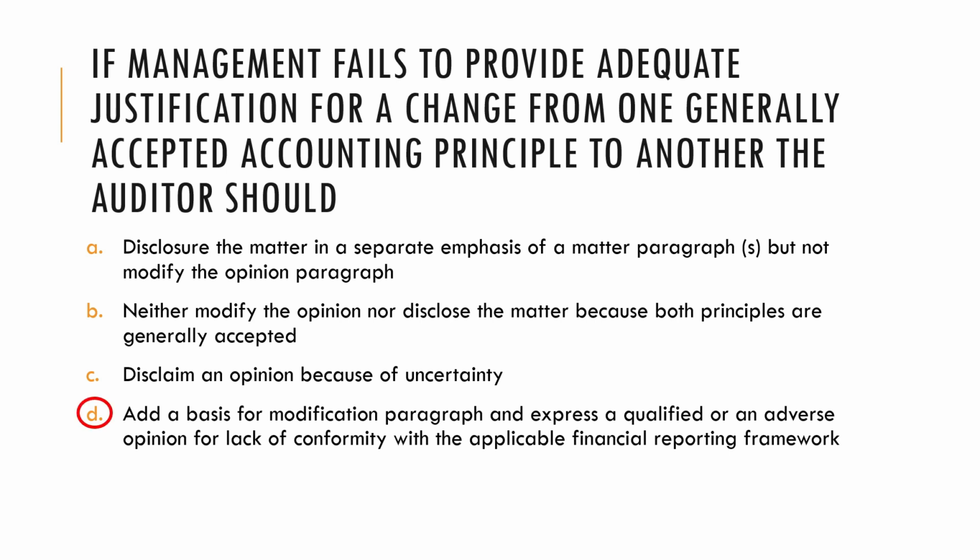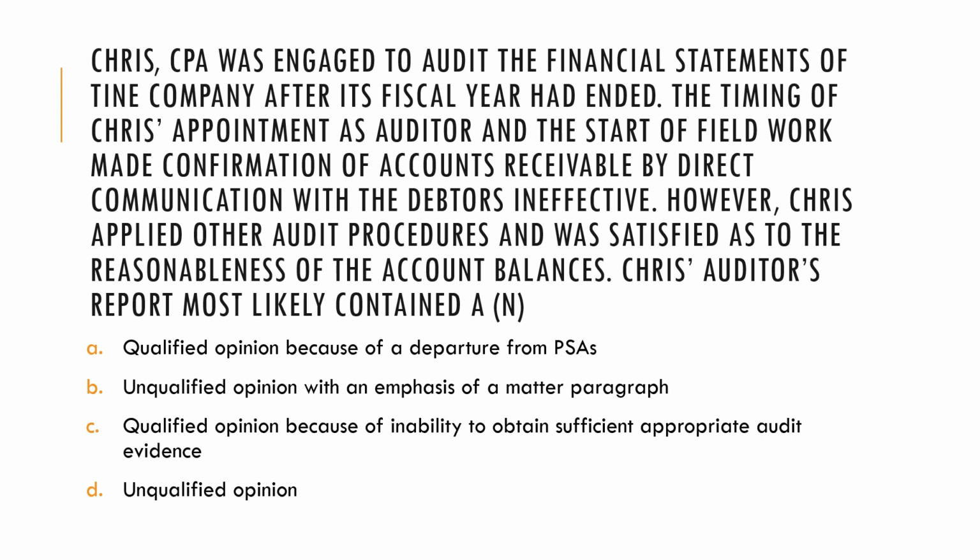And the answer to this one is actually D, because we are expecting our clients to consistently apply the accounting principles. So once the client changes, we are not saying that the client cannot change, but these changes must be appropriately justified in order for us to know if there's really a valid reason for the change from one GAAP to another. Even if both are acceptable, the client must still justify the reason for the change, and the auditor must be satisfied as to that reason. So the answer to this one is D.